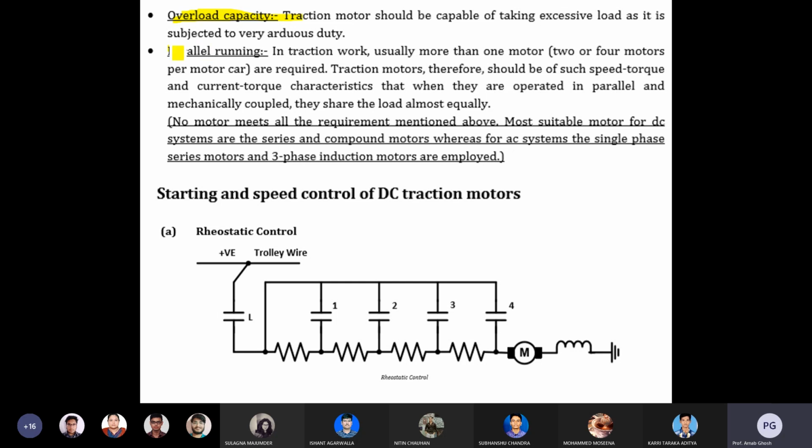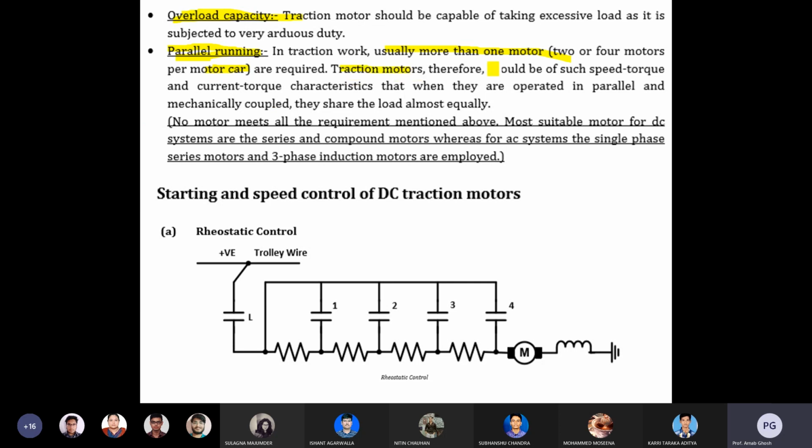These are all very basic ideas about our traction. Parallel running means more than one motor is operated in parallel, 2 or 4 motors per motor car. In a normal EMU, a motor car has 4 traction motors, so if emergency braking is there, they can handle that braking.